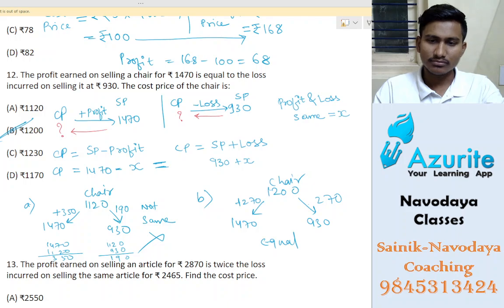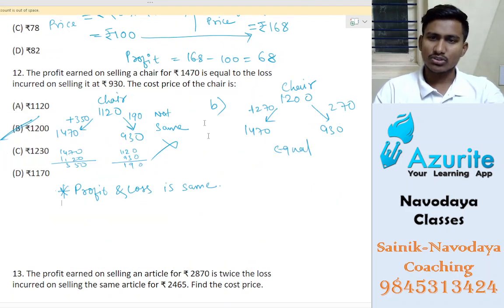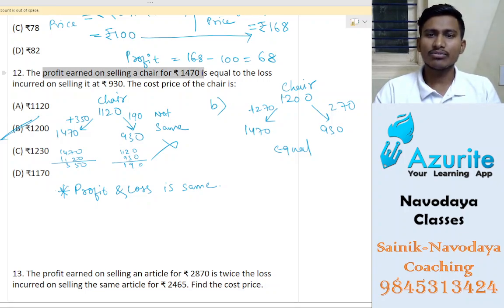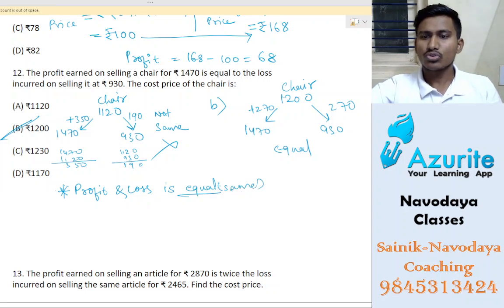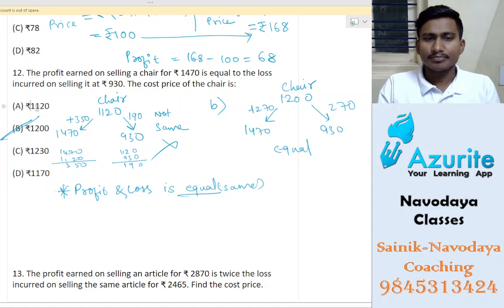Understand? So students, I am explaining once again. Listen here. The profit earned on selling for 1470 is equal to the loss incurred at 930. Equal means same. Profit and loss are equal. So here let's go with option A, that is 1120. They are selling at 1470, and they are telling 1120 rupees is the cost price.